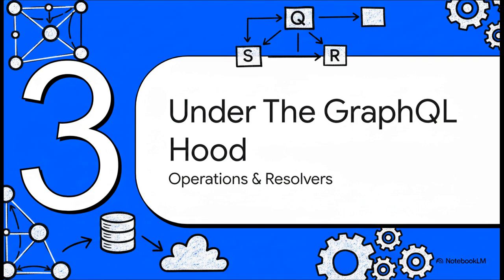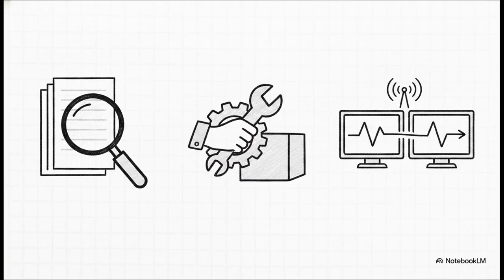Okay, let's jump to Section 3, under the GraphQL hood. We're talking operations, schema, and resolvers. So what can you actually do with it? There are 3 primary operations a client can send to that single endpoint. First, you have a query, which is simply for reading data, like loading a list of products. Second is a mutation. You use this when you need to actually change data, so things like submitting forms or creating orders. And third, a subscription. This is for your real-time updates.